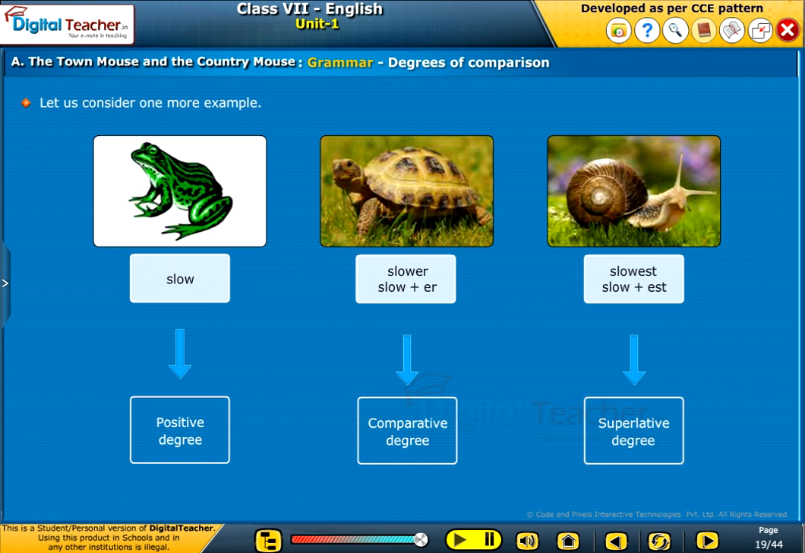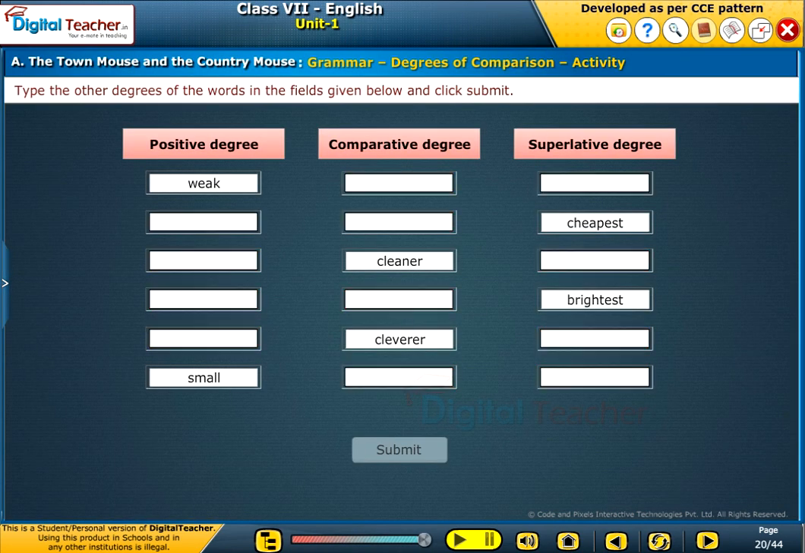Let us do a typing activity on degrees of comparison. Take up the following activity to understand the degrees of comparison better. Type the other degrees of the words in the fields given below and click Submit.